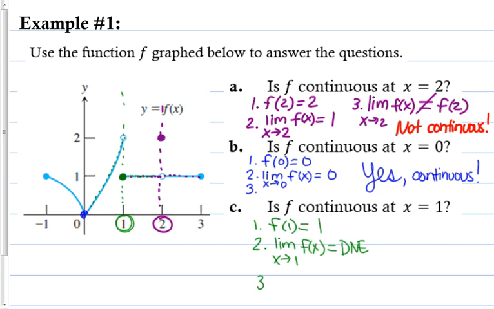Part 3 is supposed to be that part 1 and part 2, they're supposed to be equal. So part 3, the limit as x approaches 1 is supposed to be equal to f of 1, and it's not. So once again, not continuous. That's how you determine if a function is continuous or not. It must meet these 3 criteria.